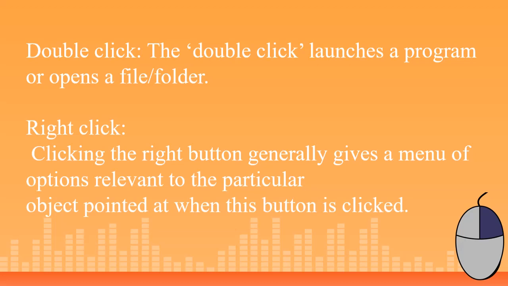Another click is the right click. Clicking on the right button generally gives a menu of options relevant to the particular object pointed at when this button is clicked. When we do a right click, we get quite a few options to choose from that we can perform on our file.